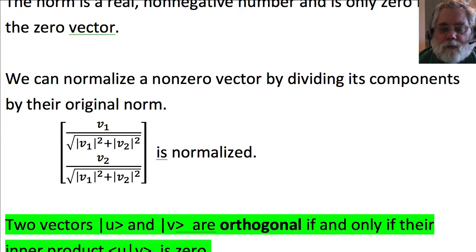We can normalize a non-zero vector by dividing its components by their original norm. So if we start with a vector v1, v2, its norm will be the square root of the magnitude squared of v1 plus the magnitude squared of v2. If we divide both components, the top and bottom components, by that square root, the result is normalized. If you take the norm of this vector, you will find that it is 1.